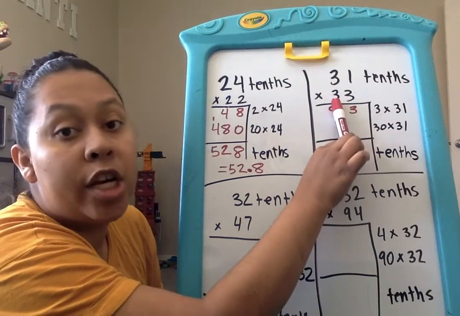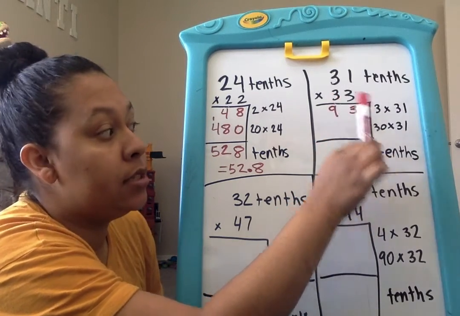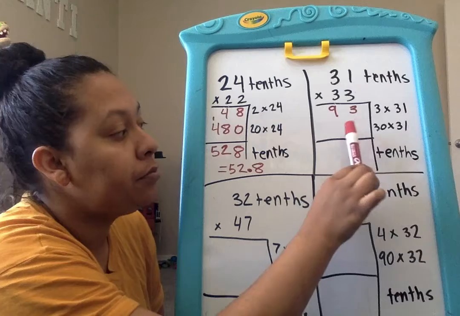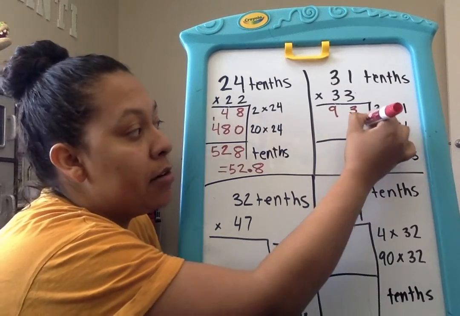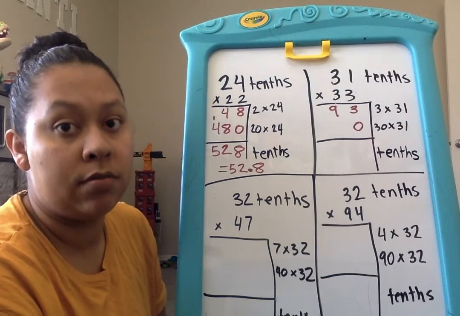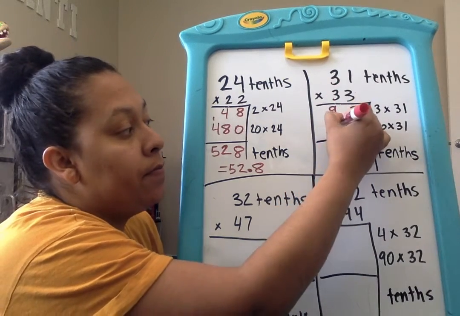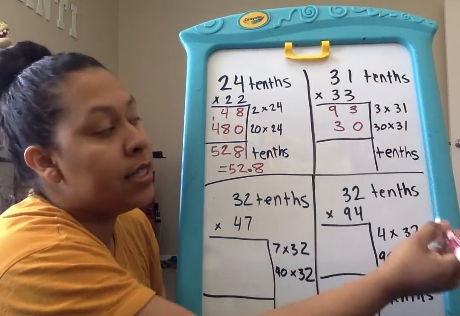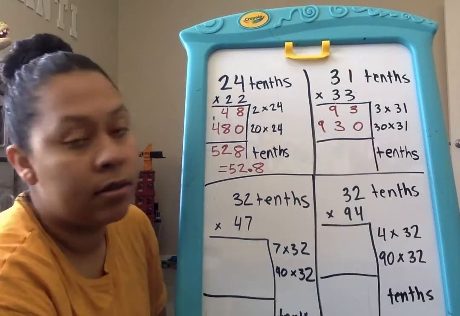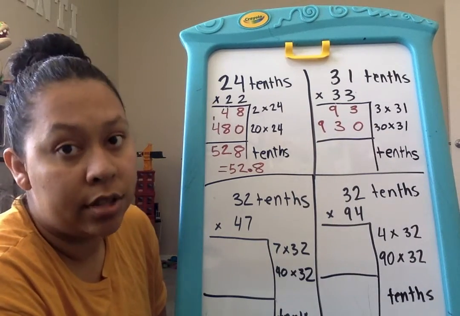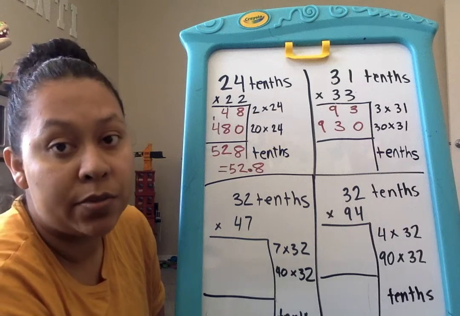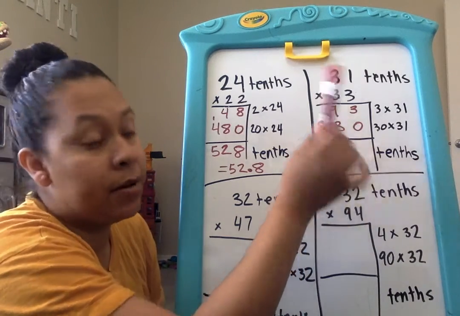So now we have 30, because the 3 is in the 10th place, times 31. So first let's plug in our power of 10 first, and then we can just do 3 times 31. 3 times 1 is 3. 3 times 3 is 9. So 930. Now we can add, because we don't have any more digits to multiply over here.